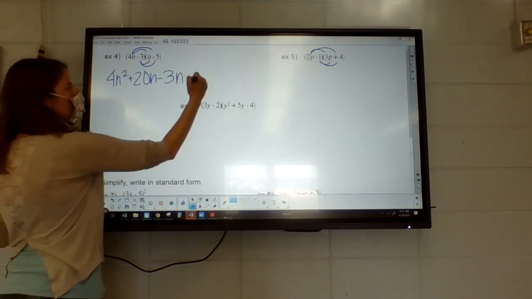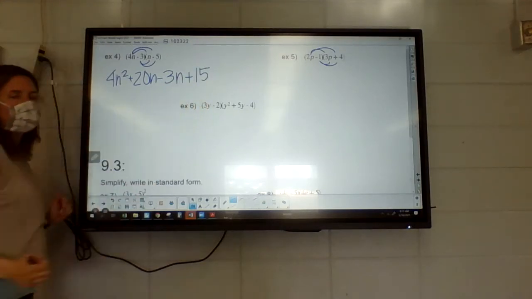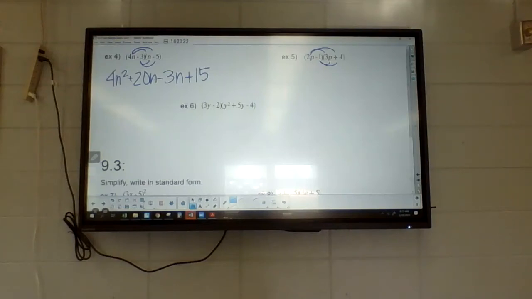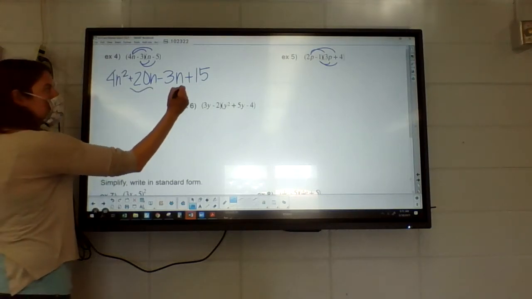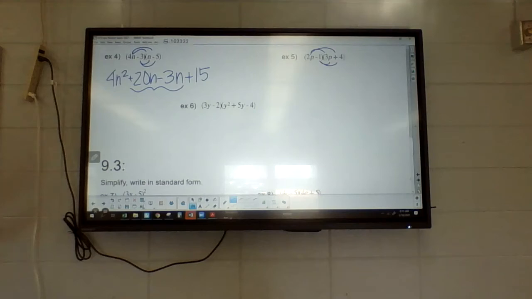And then plus 15. And then we want to combine our like terms here. So these middle two terms can go together, but remembering our rules with addition now, we just want to combine those coefficients.